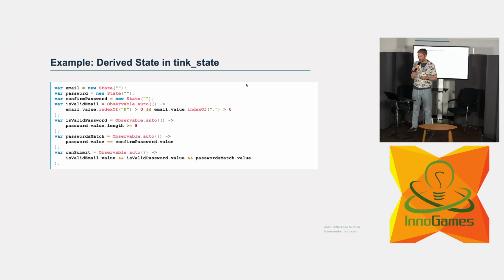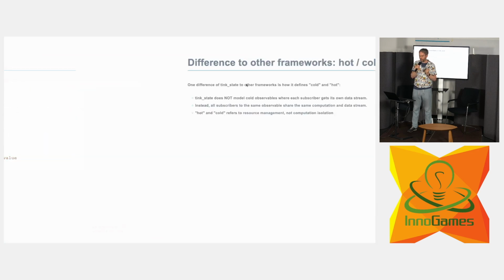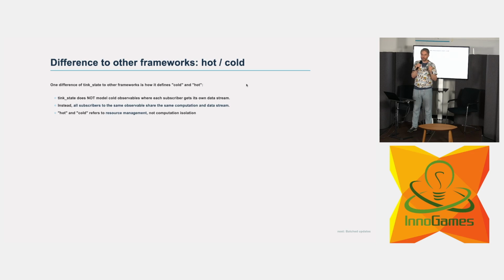Really cool already. One more thing to note: in Tink State, there's a difference regarding the hot and cold thing I talked about a couple of slides ago. Tink State does not have the cold observability that many frameworks outside of Tink have, where you get the full history of the data stream. In Tink State, all the observables are hot by default. Internally, they are named cold and hot, but that basically just refers to whether they have subscribers or not. So be aware of that a little bit, and then you're safe. And when you look into literature and other frameworks, you know the difference.